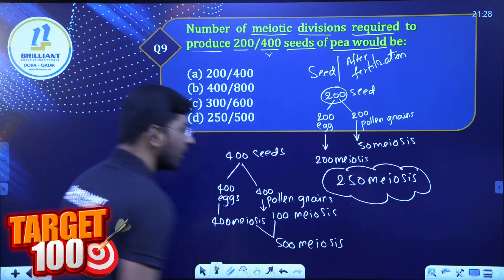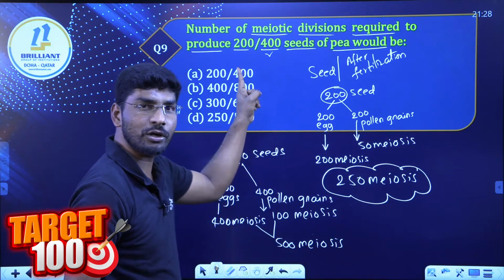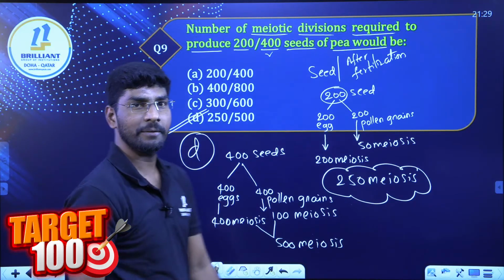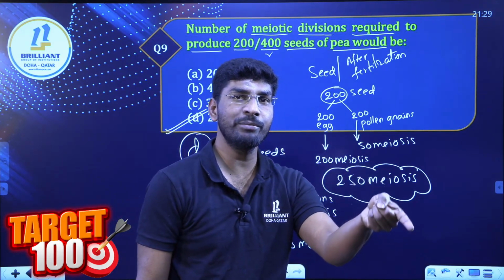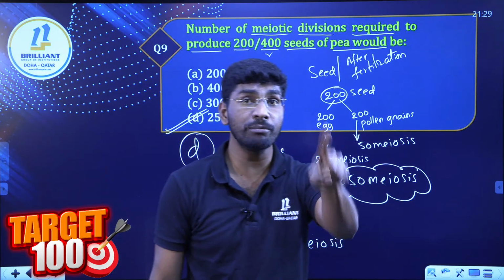Are you with me, students? So the right answer of this question is 250 and 500. 200 seed, 250 meiosis; 400 seed, 500 meiosis. You have to remember this.